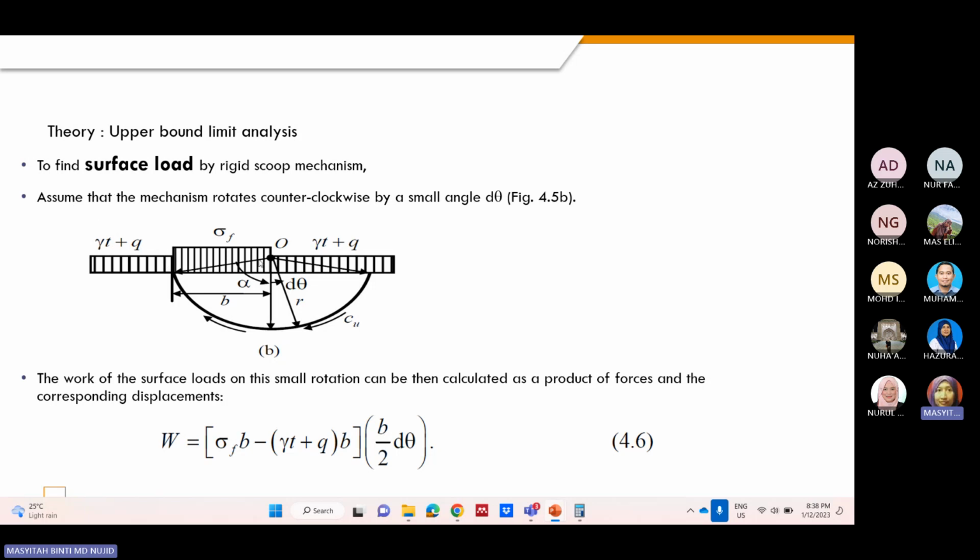How to find the surface load according to the scoop mechanism? So these are some calculations and also formulations to develop the ultimate bearing capacity according to the failure mechanism for scoop, which we are trying to find, the surface load or ultimate bearing capacity. So assuming that the work of the surface load on this small rotation can then be calculated as a product of forces and the corresponding displacement as in equation 4.1.